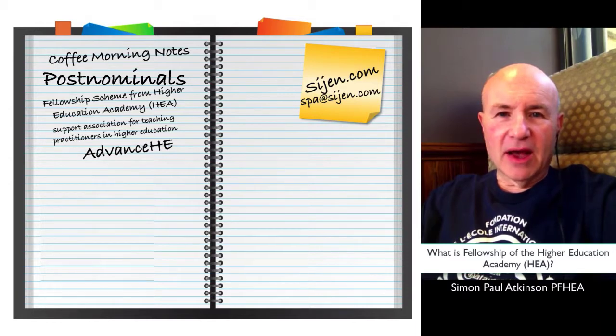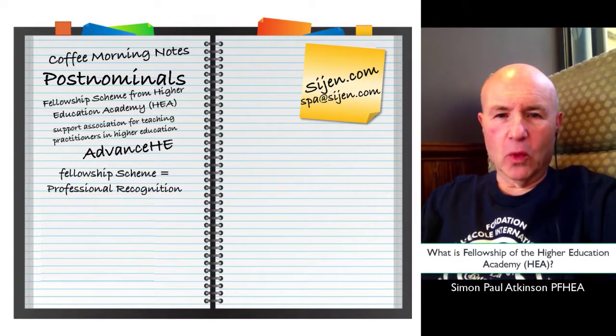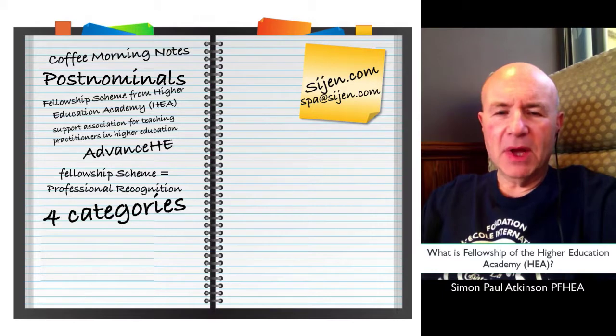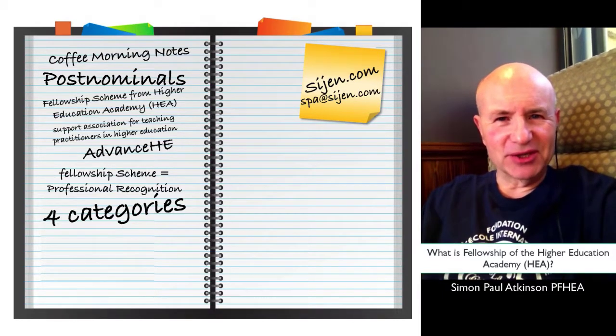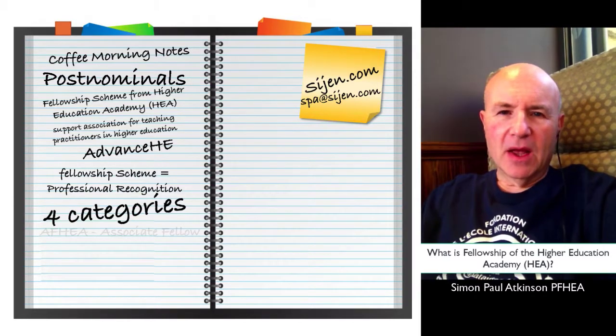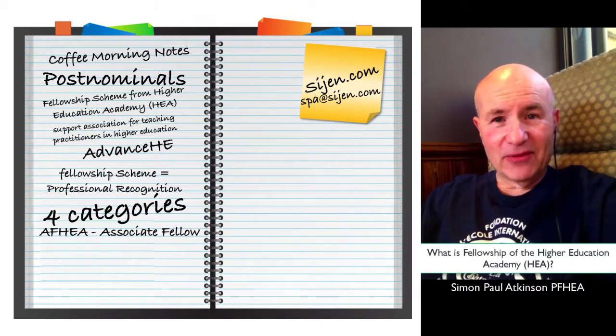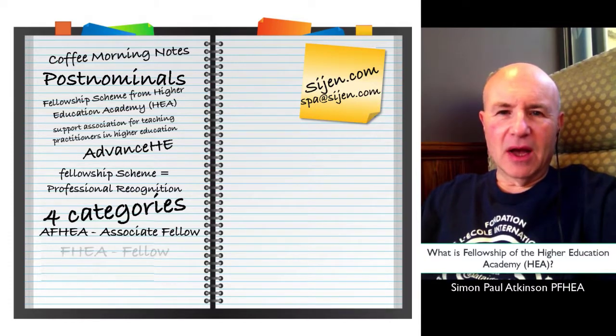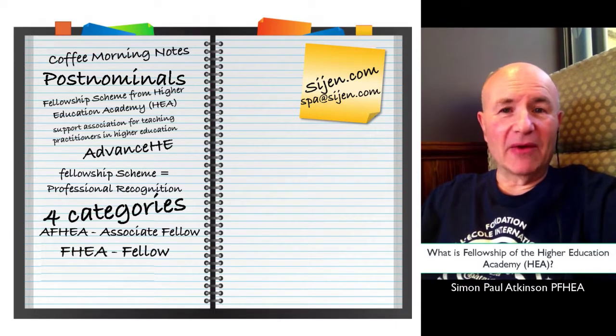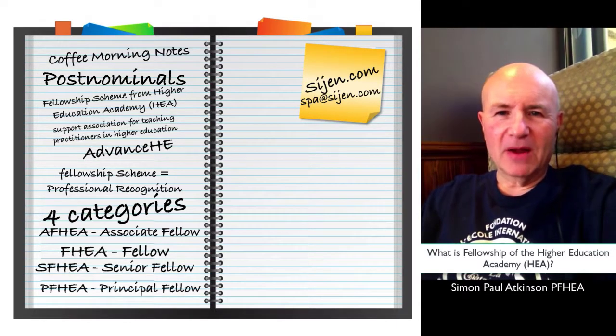And they have a fellowship scheme for professional recognition, effectively, in 4 different categories. So the HEA is the higher education part of the postnominal. Then you can be an AF, an associate fellow, an F, a fellow, an SF, a senior fellow, or a PF, a principal fellow. So I'm a principal fellow of the Higher Education Academy.